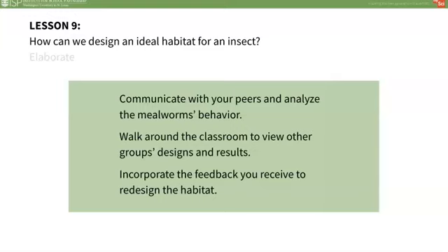During this time, circulate among the groups and note the features of the prototypes that seem the most successful. Generally, mealworms prefer darkened spaces, so look for areas within the habitat that have utilized the black construction paper to shelter them from ambient lighting.